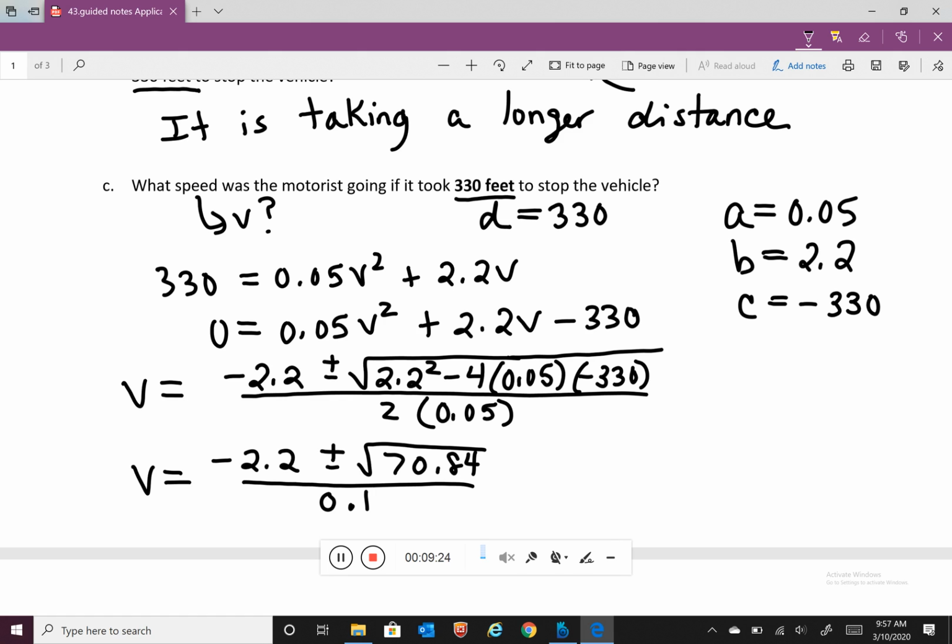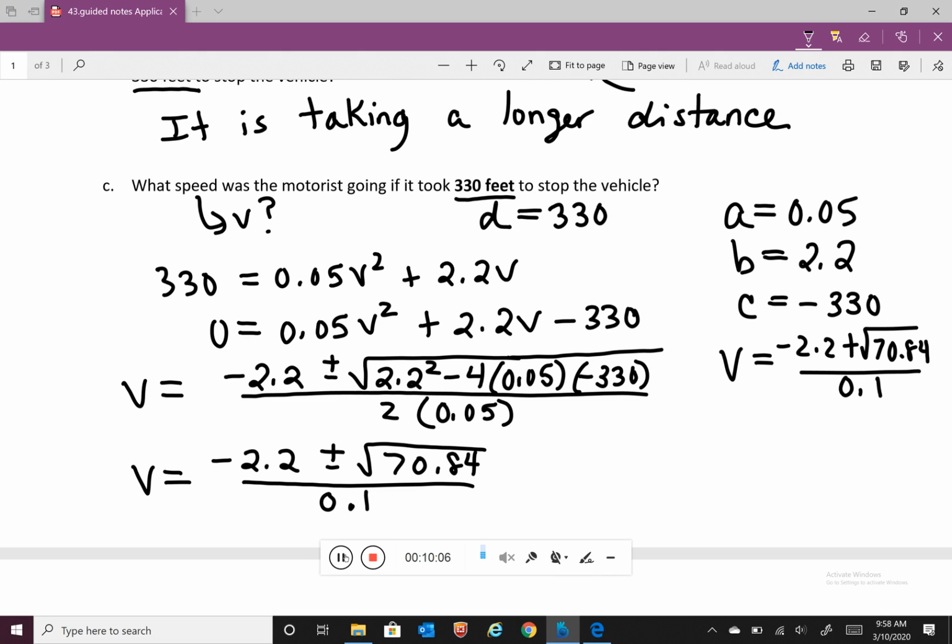Now 70.84, that's a number that's going to be somewhere between 8 and 9. And that's because 8 squared is 64 and 9 squared is 81. So we cannot subtract this radical. So v is going to have to equal negative 2.2 plus the square root of 70.84. Now figure out what that is and then divide by 0.1.